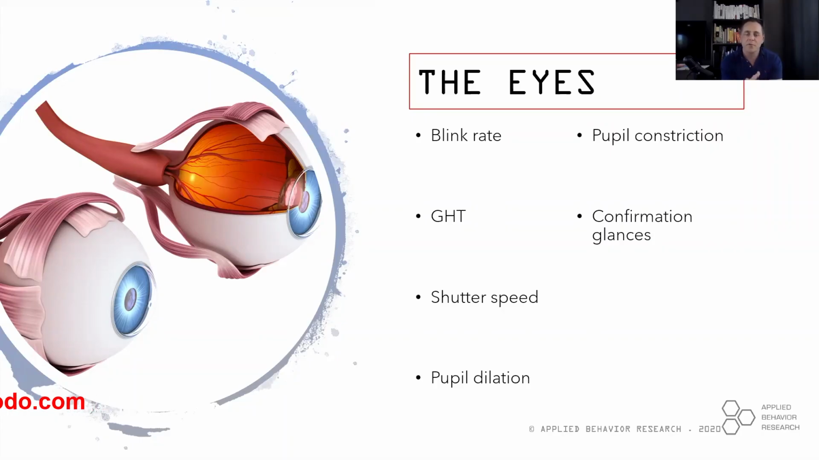So the pupils are really easy to see. That's something I would recommend spending a few days on, at least a few days, taking a look at. And I'll show you how to piece all of this together in a way that's not overwhelming at the end of this training. Next, we have something called confirmation glances.